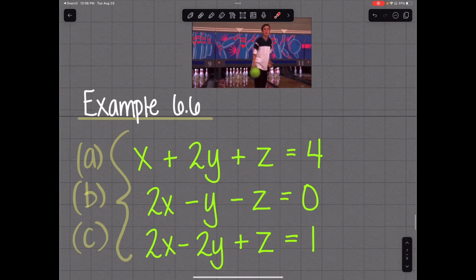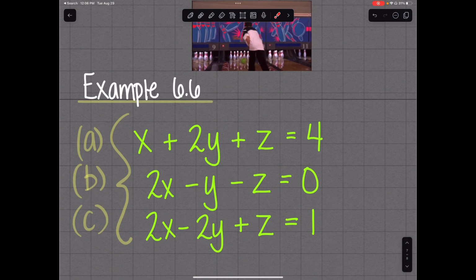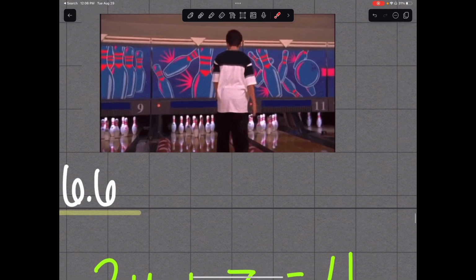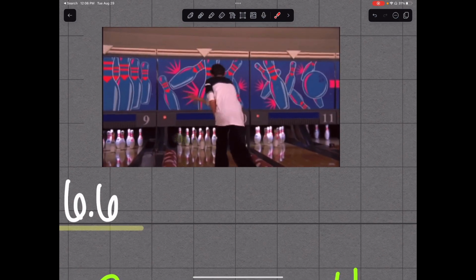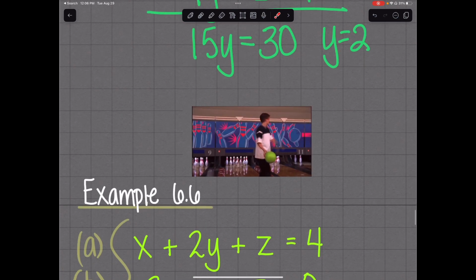Let's just do this very last example. That's a funny gif of Malcolm, remember? When he's trying to bowl.